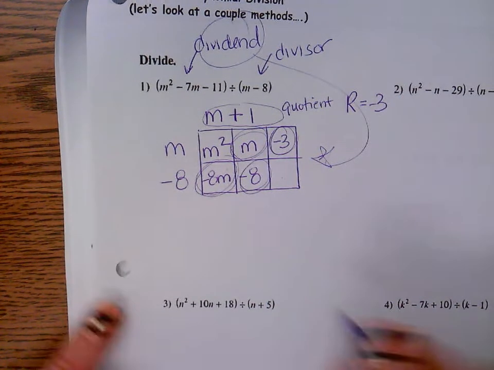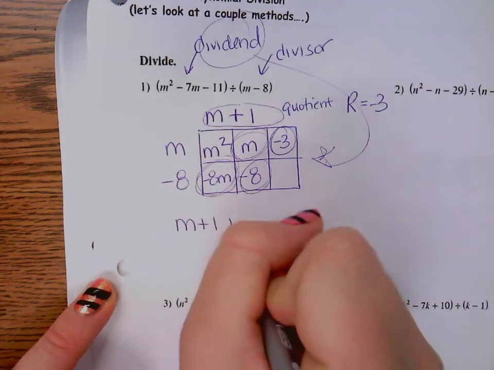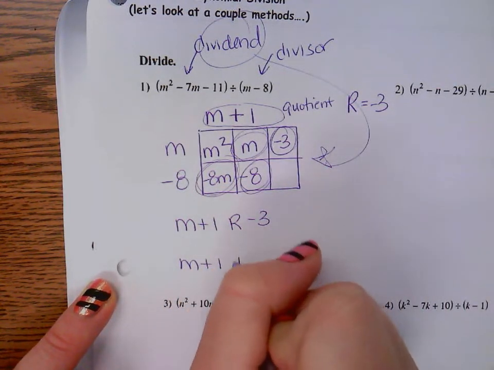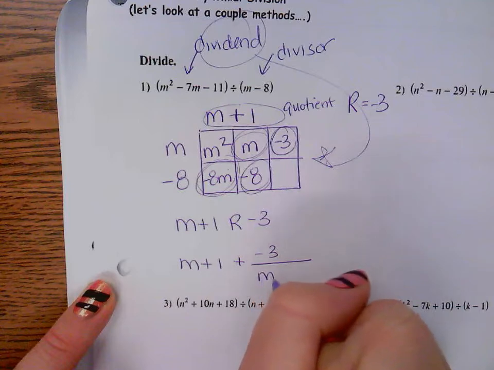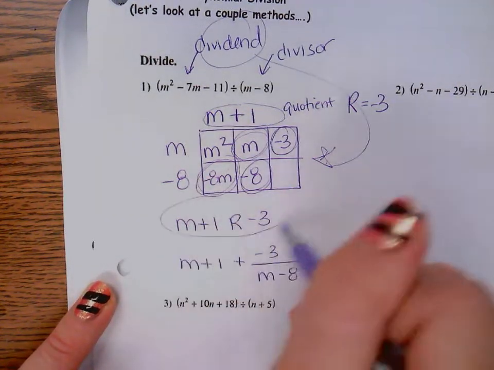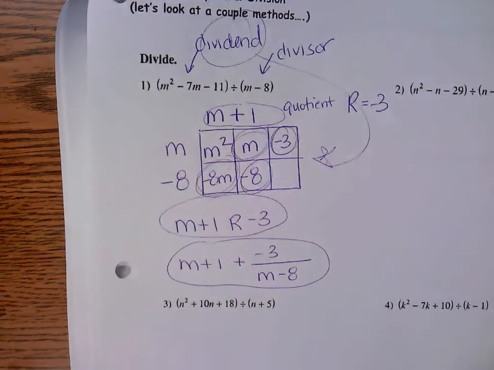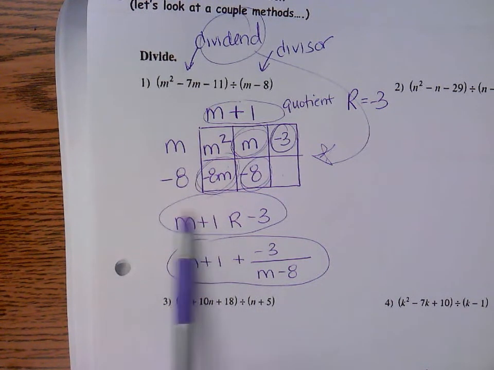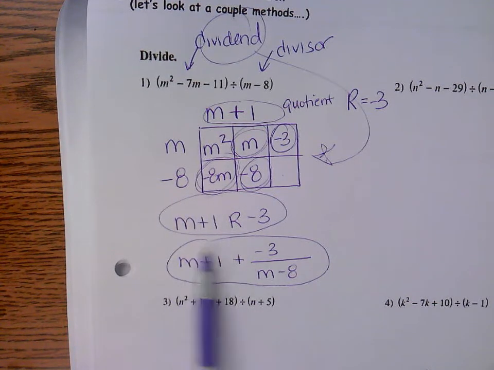So you could write m plus 1 with a remainder of negative 3, or you could write m plus 1 plus negative 3 over m minus 8. Those mean the same thing, and I don't really care how you write your answer, because all we care about in rational functions is the m plus 1. That's going to be our asymptote line. I don't care how you write the remainder. It's important to know that there is a remainder or that it goes in evenly. Is your remainder 0, or is your remainder another number?